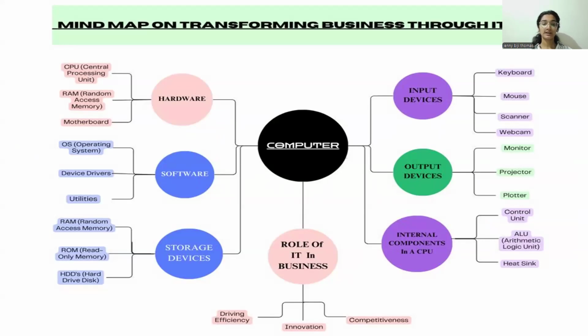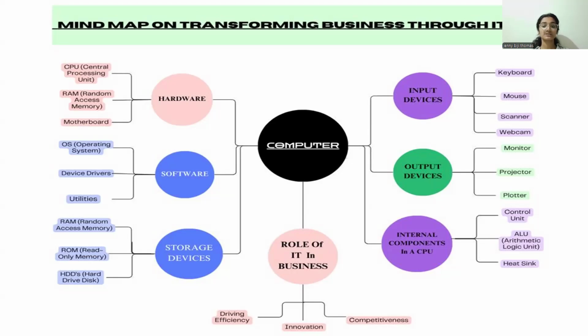Topic 1, computer hardware, software and storage devices. This is the mind map for computer hardware, software and storage devices. As we know, computer systems are made up of both hardware and software. Hardware includes physical components like the CPU, RAM, and motherboard. These are things we can touch. Now I'll be explaining hardware in detail.